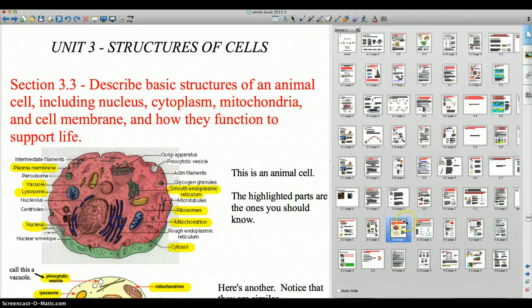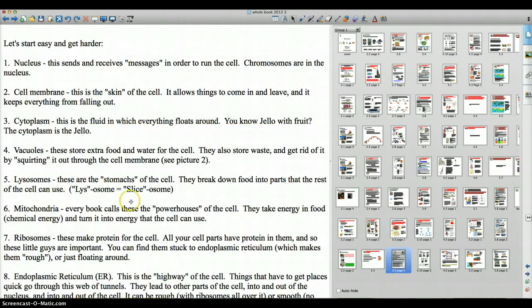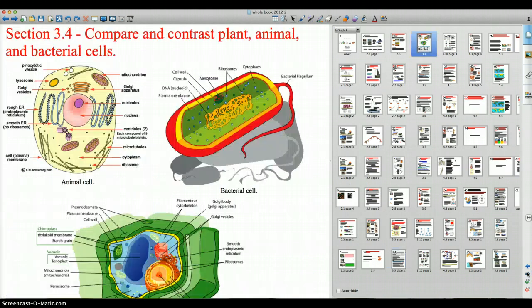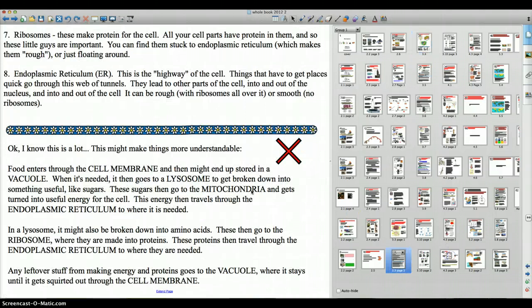Cells. Know the parts of the animal cell? All of these? Know how they work together. And we'll go back to that actually. Understand especially this stuff. When food enters, it goes and gets stored in the vacuole, broken down in the lysosome. Sugars get used in the mitochondria and the glucose, and then the proteins, the amino acids, get used to make proteins in the lysosome.